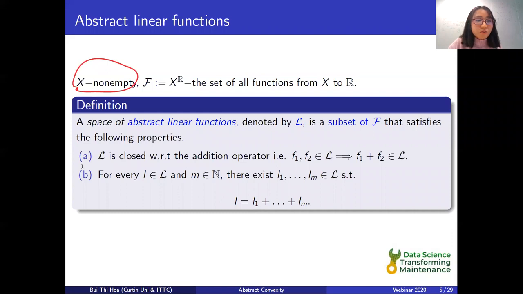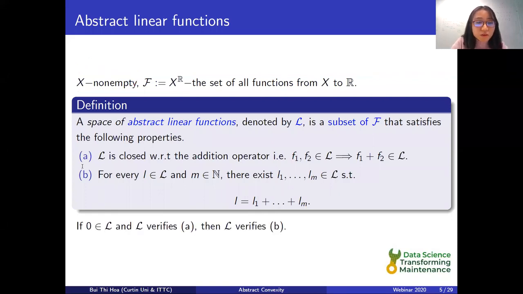So keep in mind that now the set L here is not yet a vector space. We just have the addition operator. So if 0 belongs to the set L here, then the space L will verify B as well. Because obviously, if we have L equal to L plus 0, it's always decomposable.